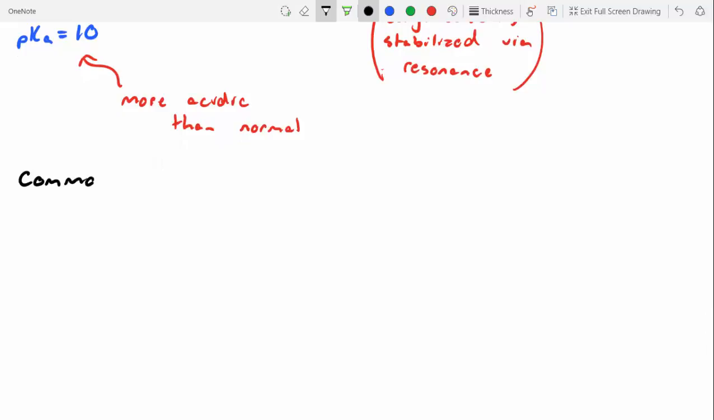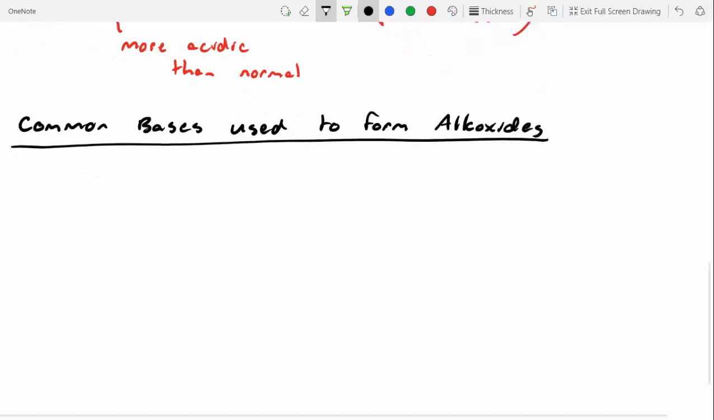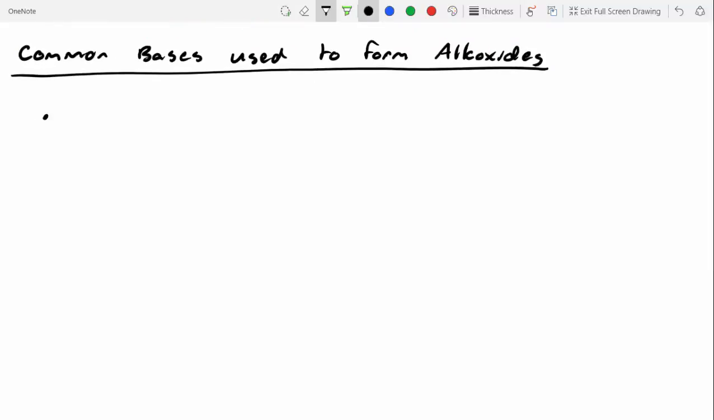So let's make a list of common bases used to form alkoxides. I heard sodium hydride in the back. That's one you can definitely use. Why do we like using sodium hydride? It's not nucleophilic. What's the byproduct of using sodium hydride?